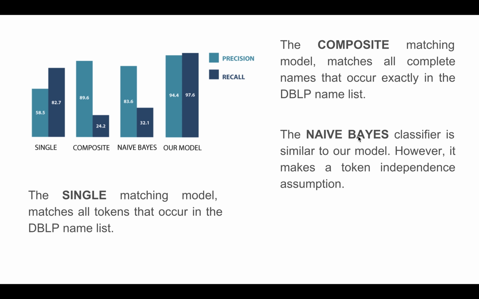In the next experiment, we compared 3 different approaches to the best model from our previous experiment. The single matching model matches all tokens that occurred at least one time in the DBLP name list. It has a high recall but a low precision. The composite matching model matches all complete names that occur exactly in the DBLP name list. It has a very high precision but a low recall. The naive Bayes classifier is similar to our model, however it makes a token independence assumption, and it has a performance that is similar to the composite matching model. Our model is the one with the best precision and recall.